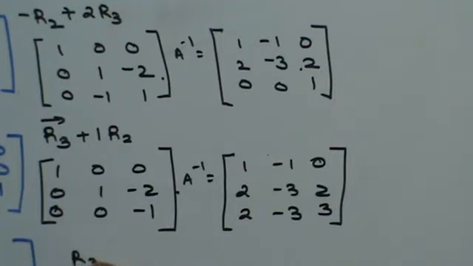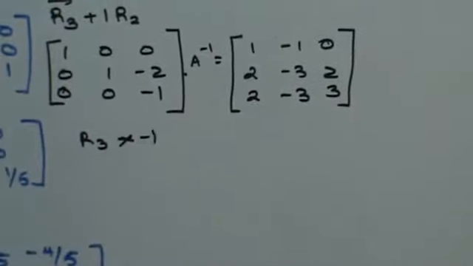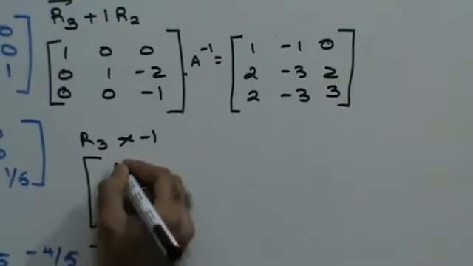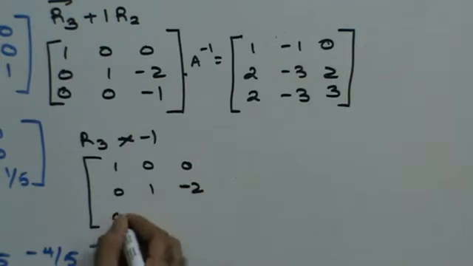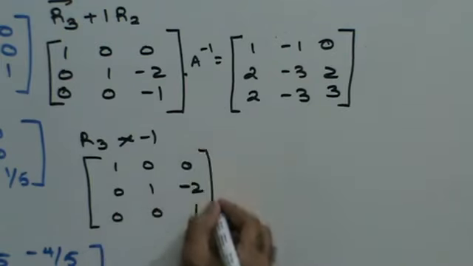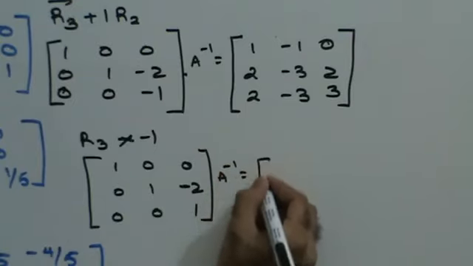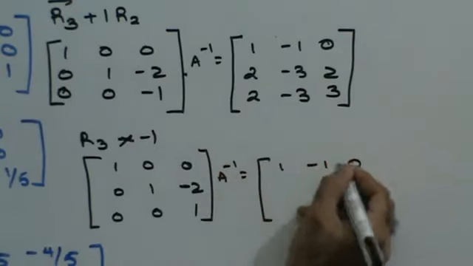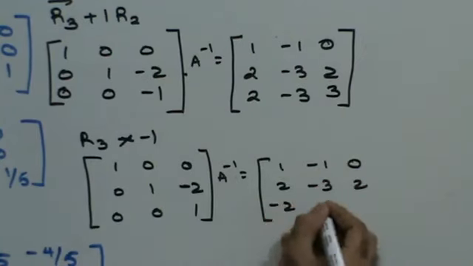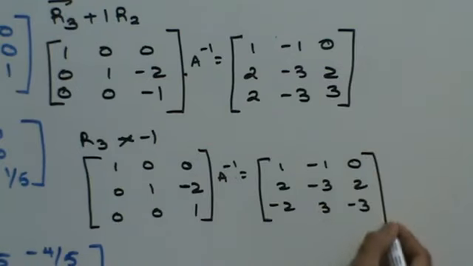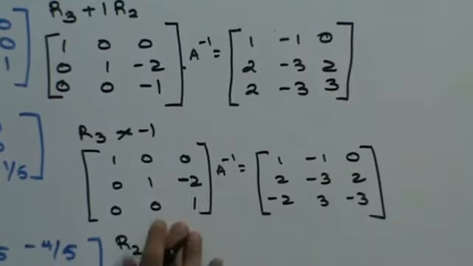Multiplied by minus 1. R3 multiplied by minus 1. So in that case you will have 1, 0, 0. 0, 1, minus 2. 0, 0, 1 into A inverse is 1 minus 1, 0. 2 minus 3, 2. Minus 2, 3, minus 3. Right? This number is 1. I want to make this number as 0. So this is going to be R2 plus 2R3.